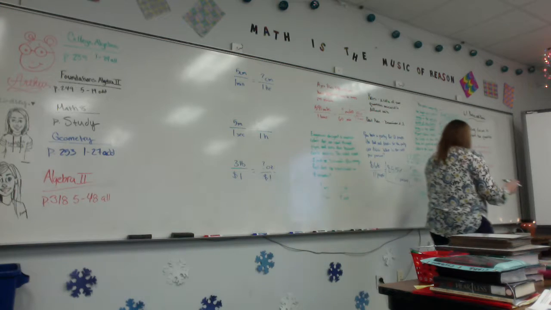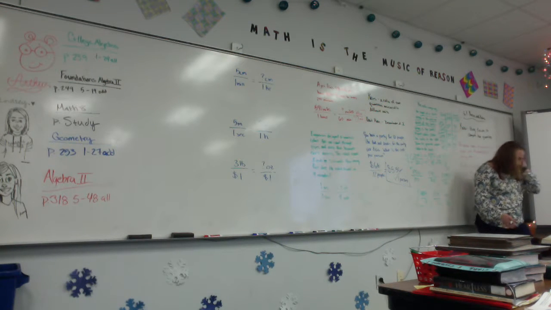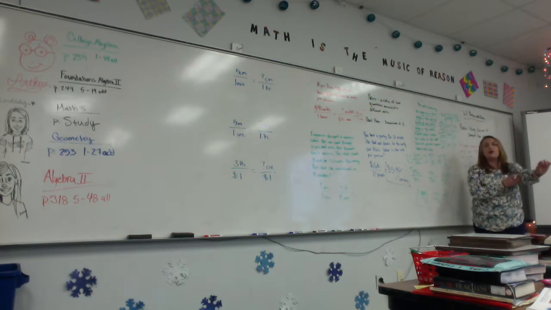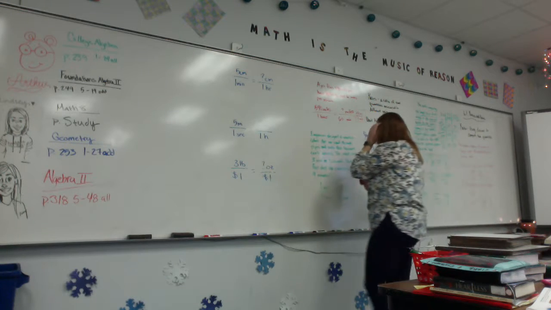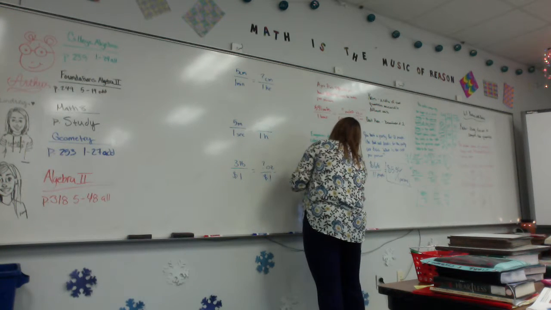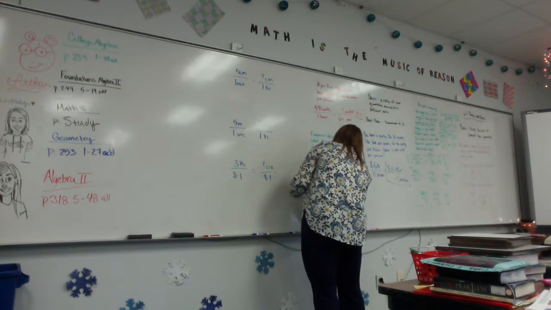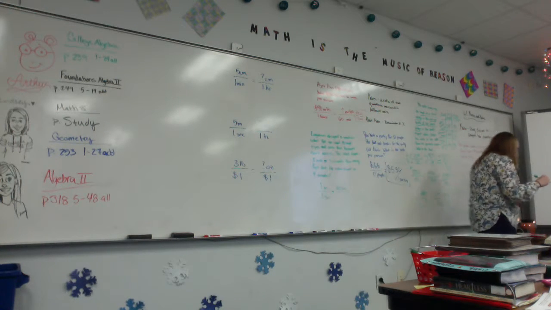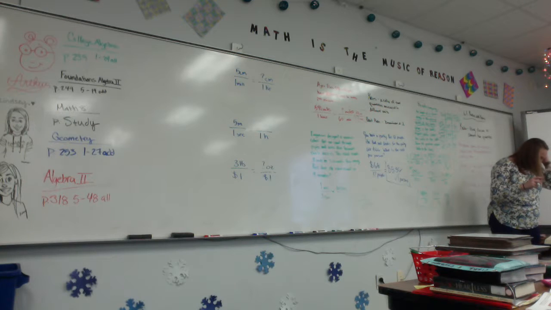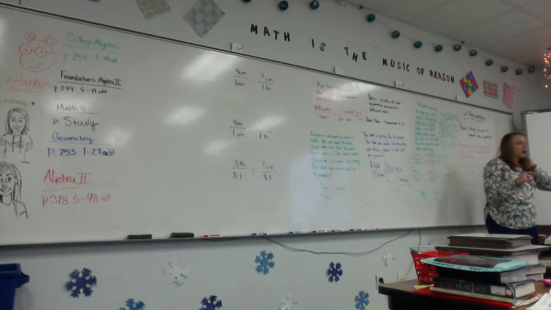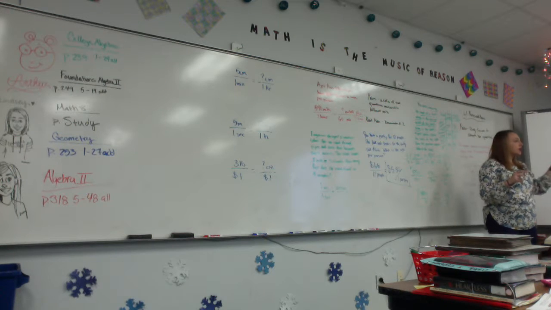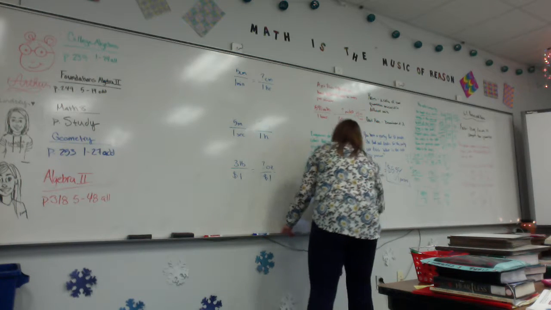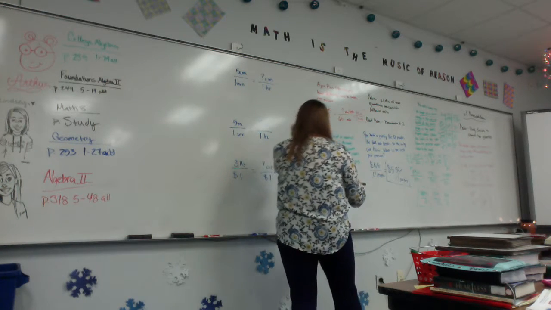Let me think about this. Wait a second. Okay, so you have to multiply by 60 seconds over what? Over 1 minute, because there's 60 seconds in a minute. First we're switching the seconds to minutes, then we'll switch the inches to feet. Okay, you have to do 2 sets.